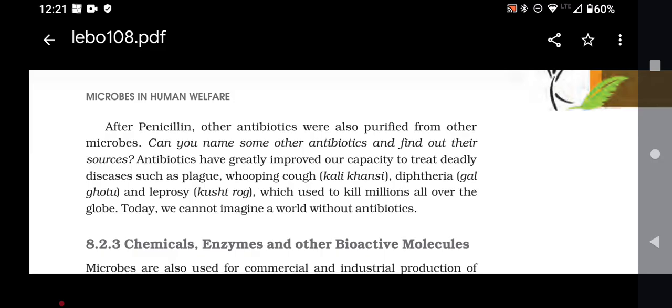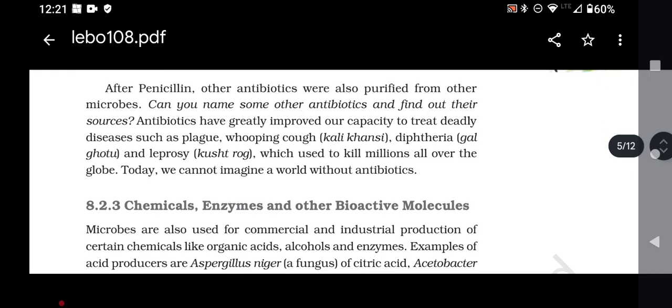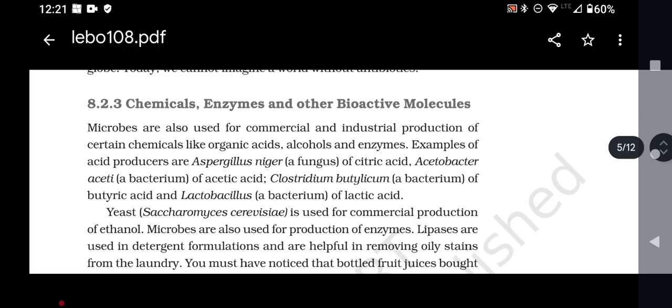Antibiotics have greatly improved our capacity to treat deadly diseases such as plague, whooping cough, kali khasi, diphtheria, gulghotu, and leprosy, kusht rog, which used to kill millions all over the globe. Today, we cannot imagine a world without antibiotics, chemicals, enzymes, and other bioactive molecules.